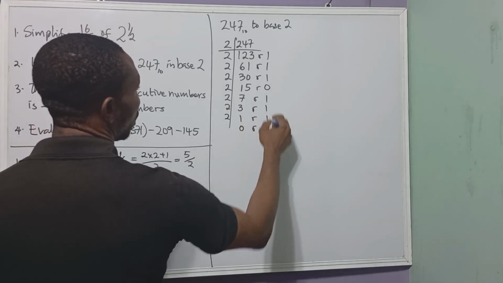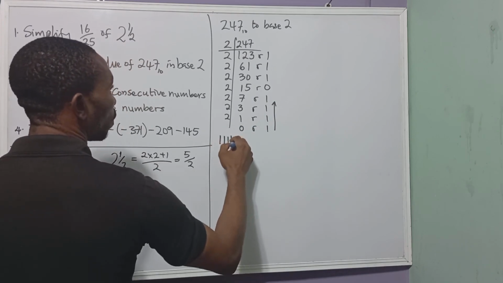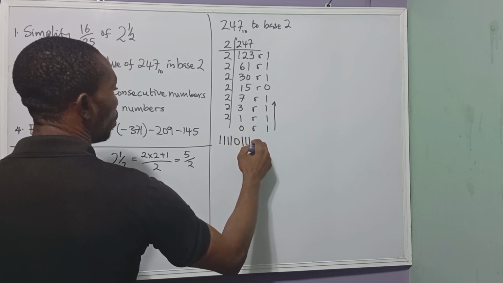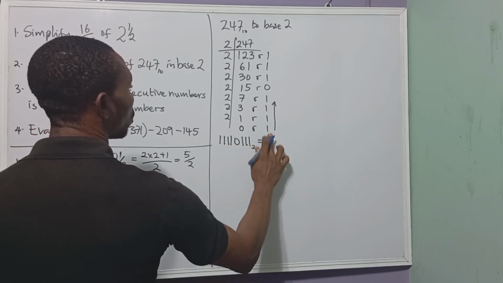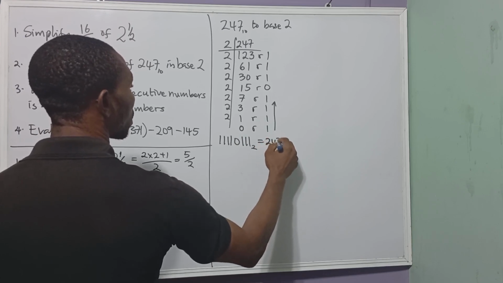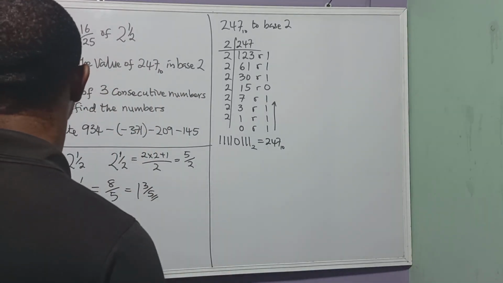Remainder 1. So this, we read upwards, we are having 11110111 base 2. So this equals 247 base 10. Alright, that's for our question 2.